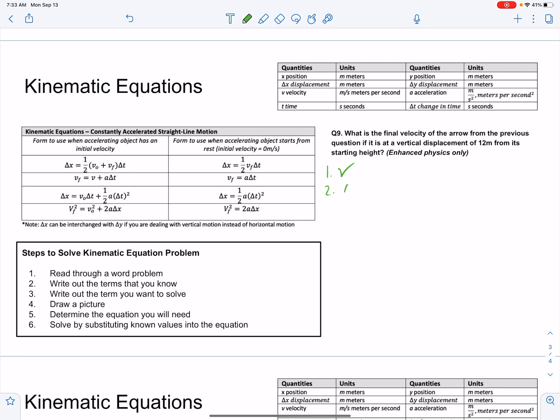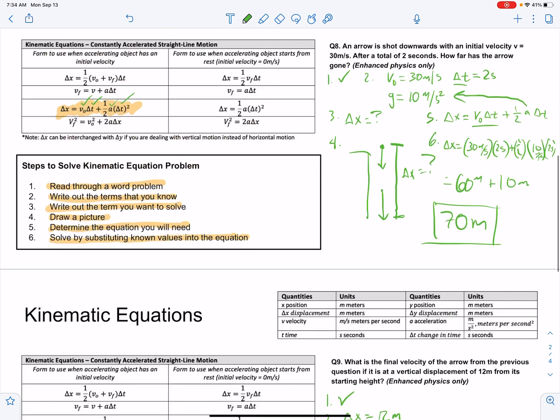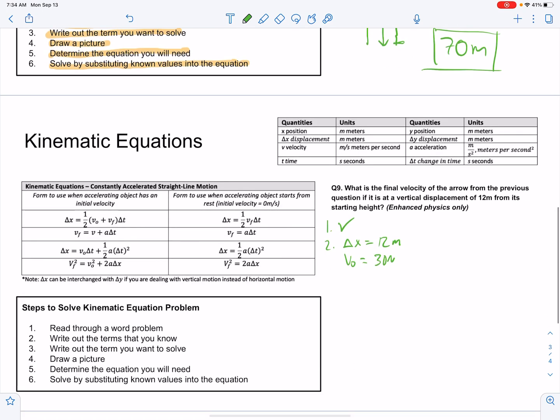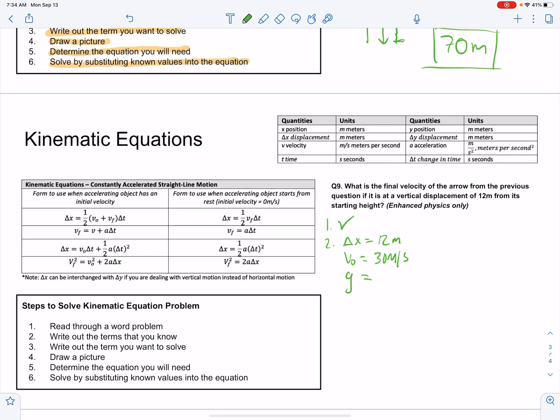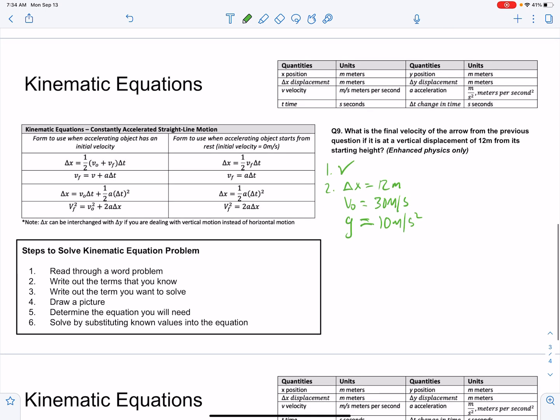All right, so we have our vertical displacement is 12 meters. Okay, from the previous problem, we also have v initial is equal to 30 meters per second. We also have g is equal to 10 meters per second squared. Okay, notice how we're keeping these all in the positive, so technically they should all be negative.